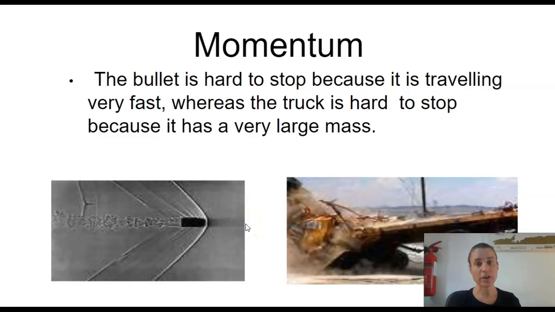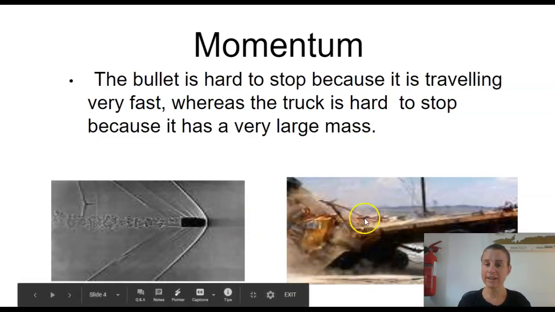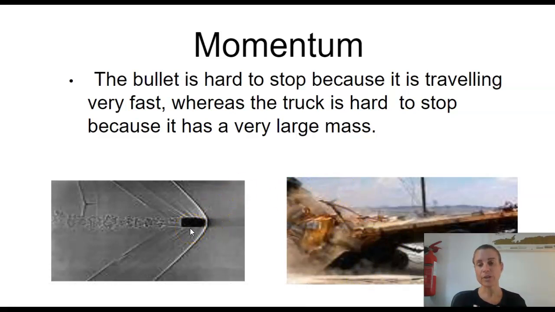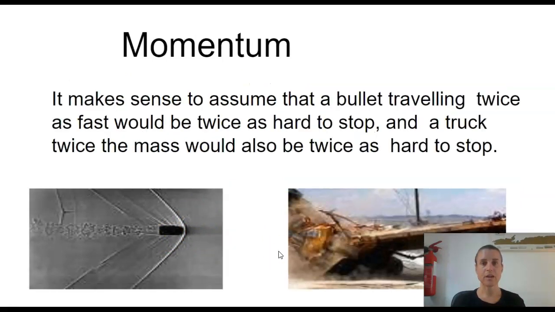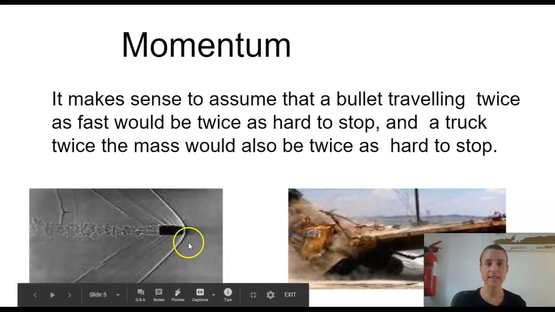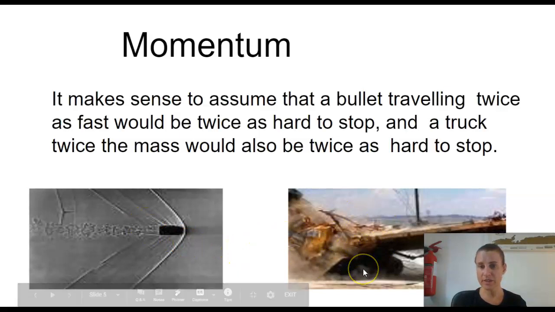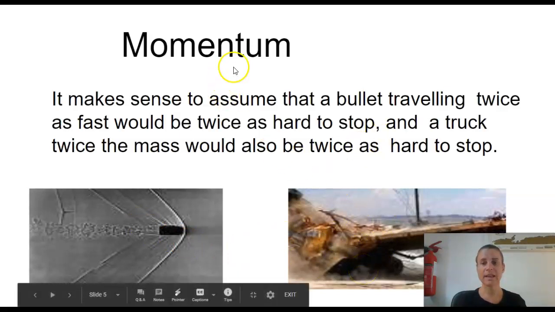Whereas the truck is hard to stop because it's got a very large mass. It might not be going particularly quickly, and certainly would be going a lot slower than the bullet, but it still has that huge mass associated with it. So it makes sense to assume that a bullet traveling twice as fast would be twice as hard to stop, and a truck with twice the mass would be twice as hard to stop. And that's all about momentum.